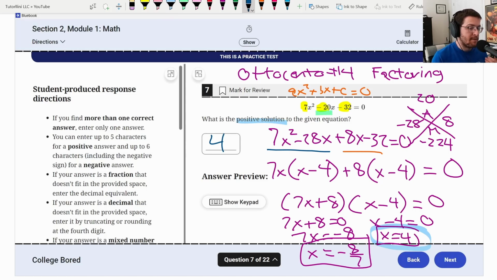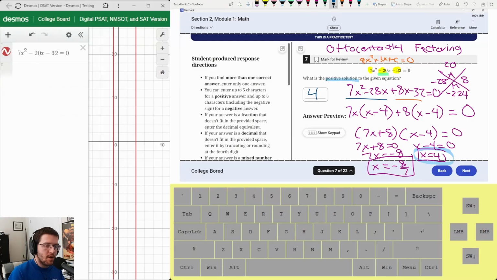Because when you multiply 7 times negative 32, you get such a big number. This one was probably much easier to do on Desmos. So let's go do that. Okay, so I just typed in the equation verbatim. And you can see this first one is the negative 8 over 7, that big messy decimal. And the positive solution is 4. Could have gotten that answer way faster.